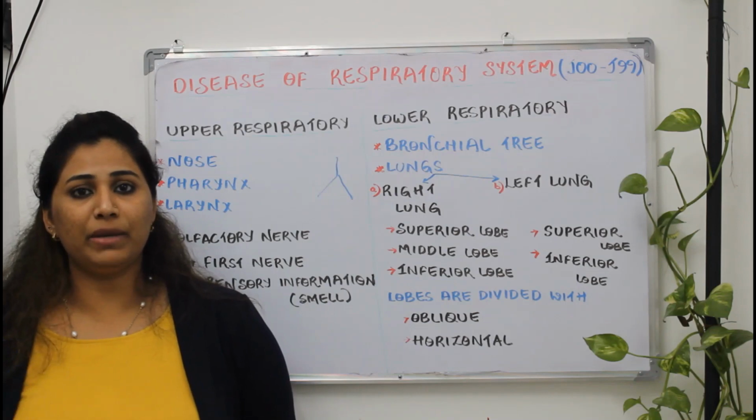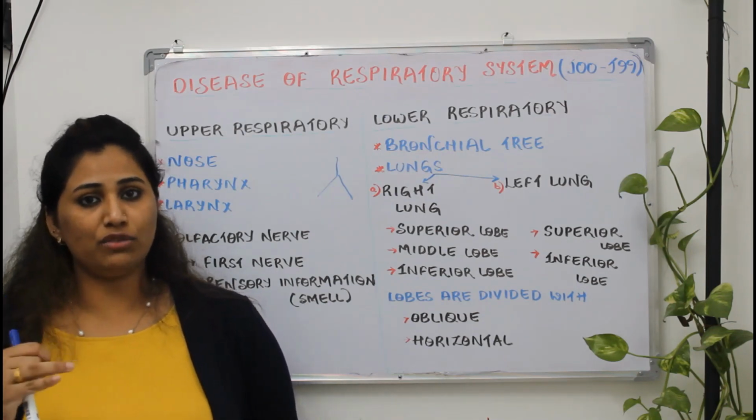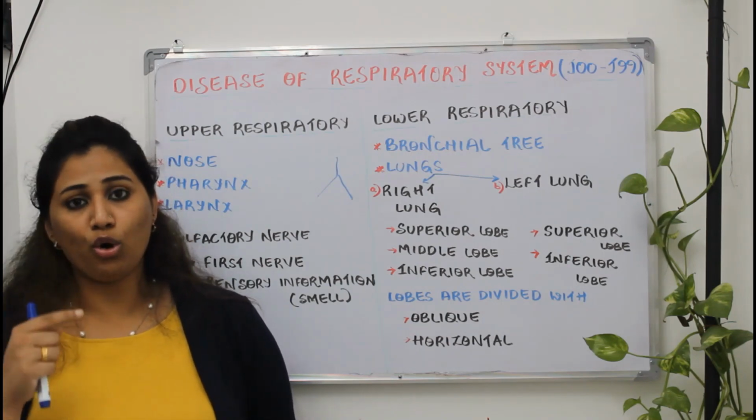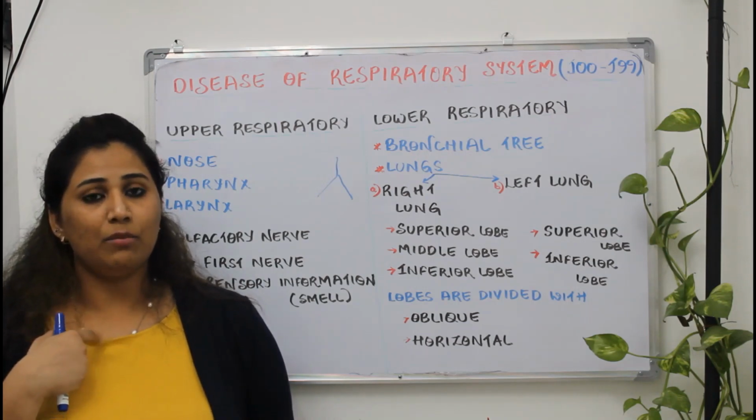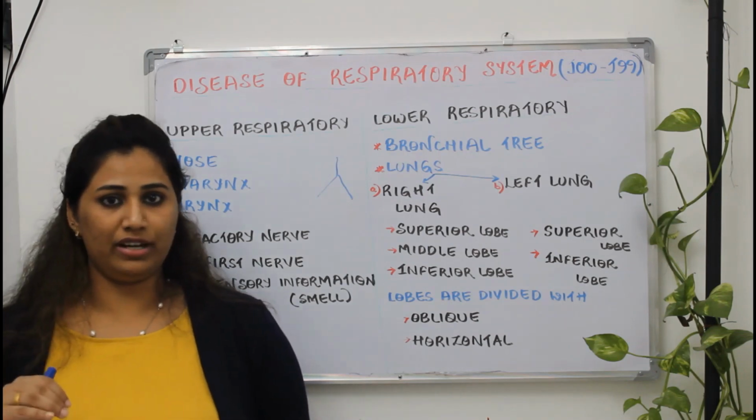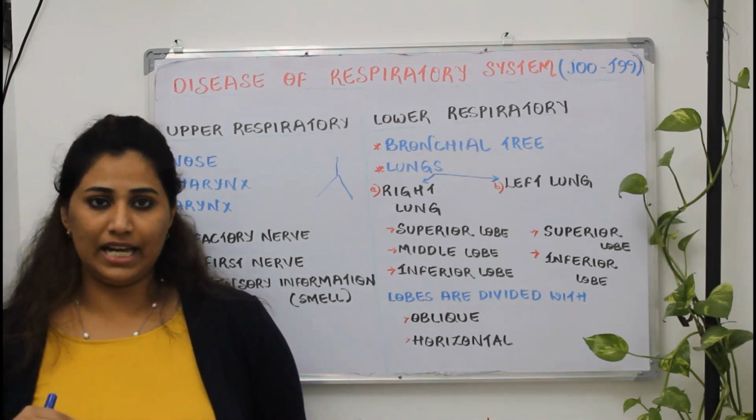In the pharynx there are mainly three divisions: oropharynx, nasopharynx and then laryngopharynx. Naso means nose, oro means mouth, and laryngopharynx means related to the larynx. When I talk about the larynx, you will come to know the importance of the laryngopharynx. So nasopharynx, oropharynx, and then comes the laryngopharynx.